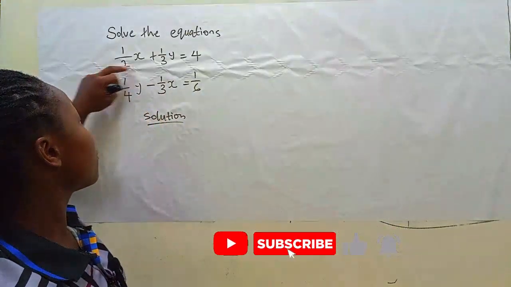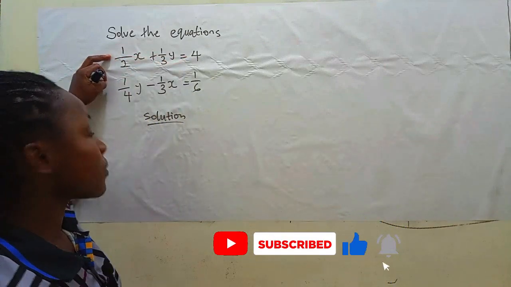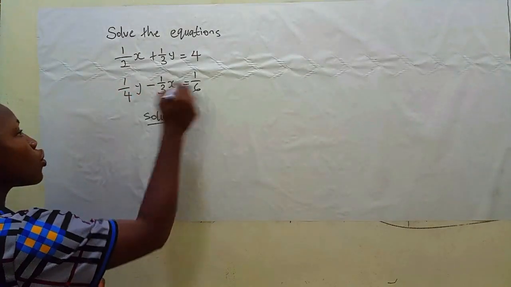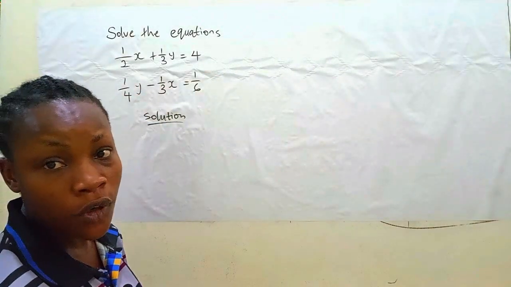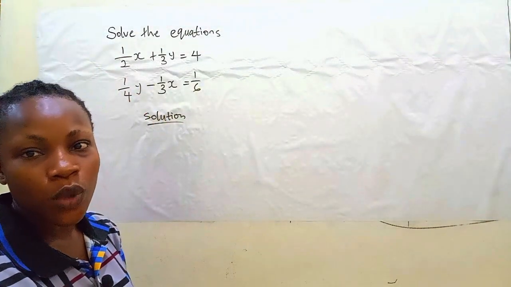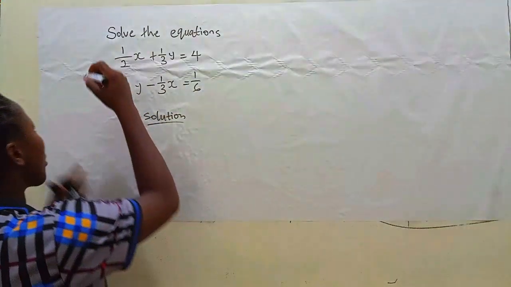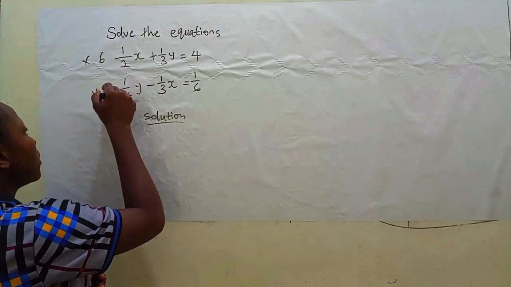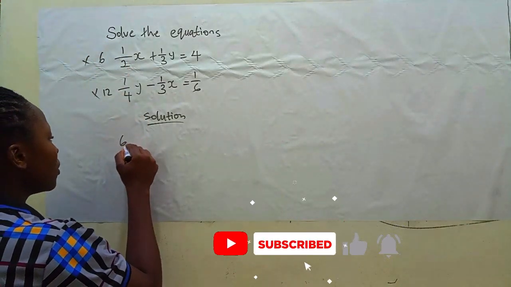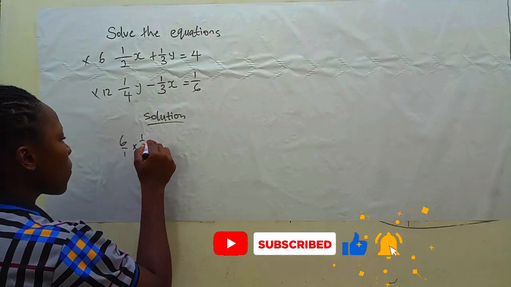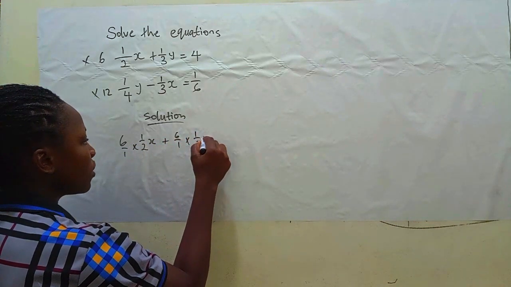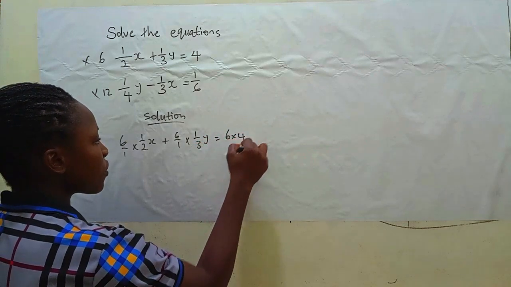The LCM of this fraction here is 6, while the LCM of this one here is 12. So we are multiplying equation 1 by 6 and equation 2 by 12. For equation 1, we have 6 over 1 times 1 over 2 x plus 6 over 1 times 1 over 3 y equals 6 times 4.